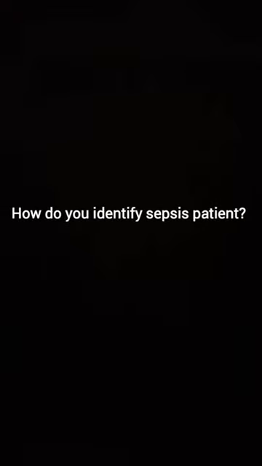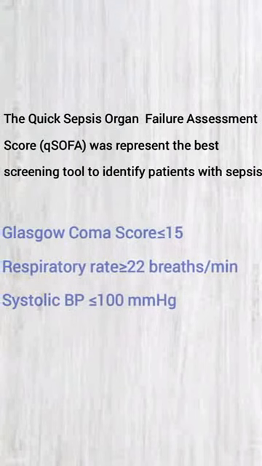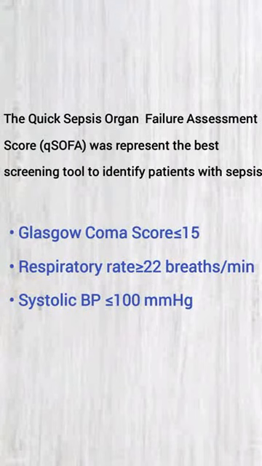So the next question is, how do you identify a sepsis patient? In recent history, the quick SOFA represented the best screening tool to identify patients with sepsis. And this quick SOFA includes Glasgow Coma score less than 15, respiratory rate more than 22 breaths per minute, and systolic blood pressure less than 100 millimeters of mercury.